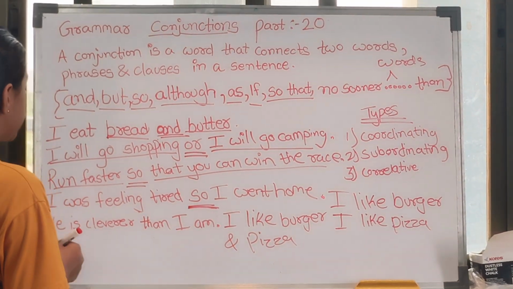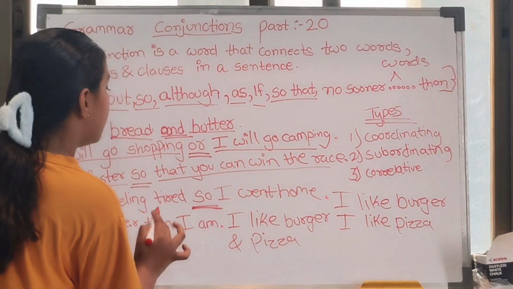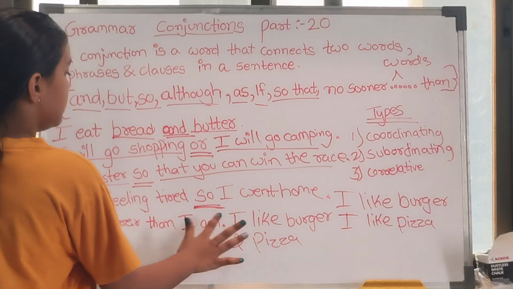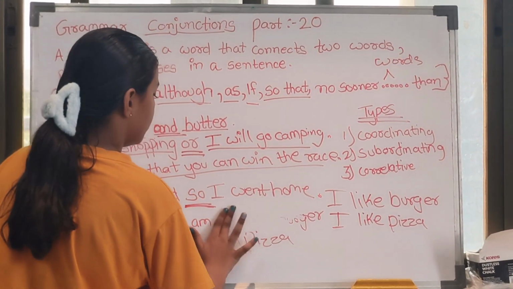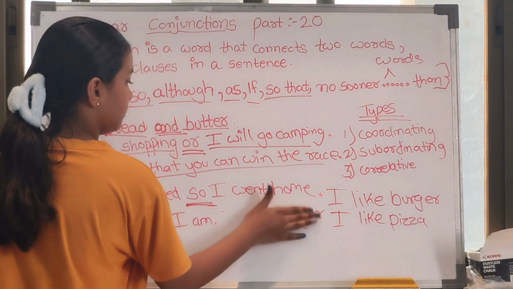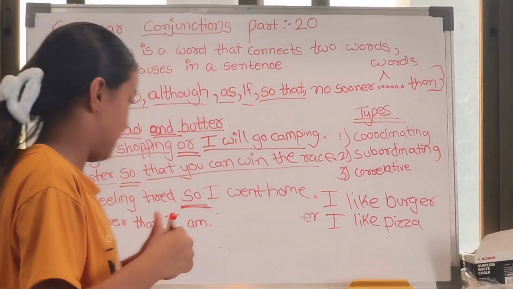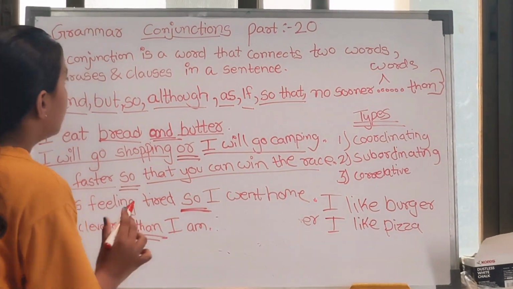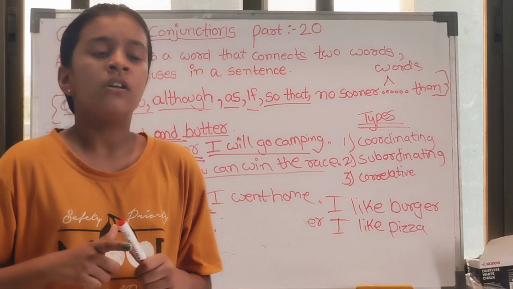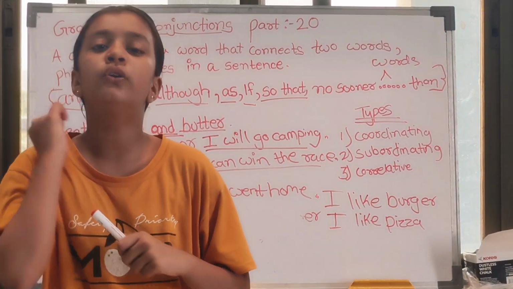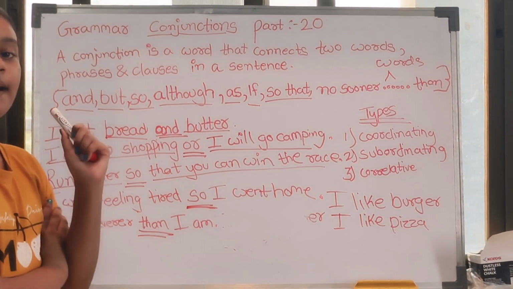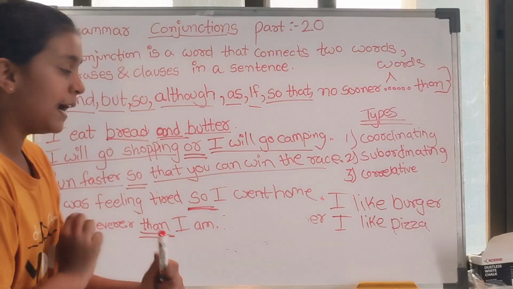Understood? Now next is: he is cleverer than I am. Okay? Here I have one sentence: he is cleverer than I am. Now here than is the conjunction. Okay? Now these are clauses, but you tell me now, is it dependent or independent? Yes, they are dependent. Why?